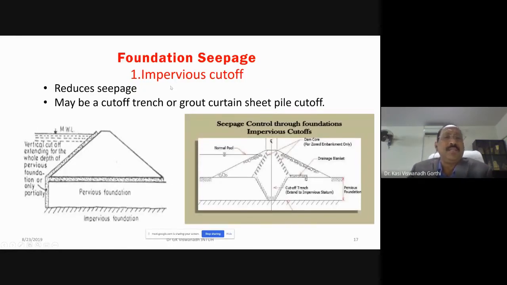First one is the impervious cutoff. This will reduce the seepage. Maybe a cutoff trench, a grout curtain or a sheet pile cutoff will be provided on the upstream side. You can see this is the vertical cutoff which is provided extending for the whole depth of the pervious foundation or only partially. You can see here in the figure, this is the cutoff which is provided in the upstream slope. So this cutoff extends into the foundation.